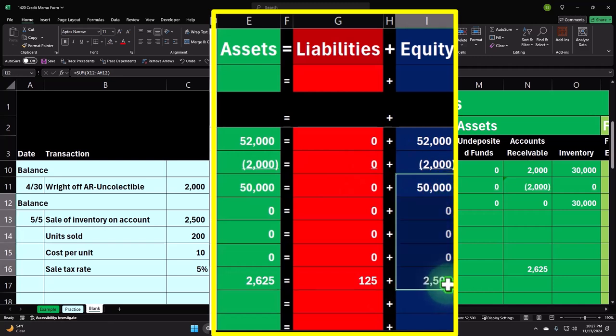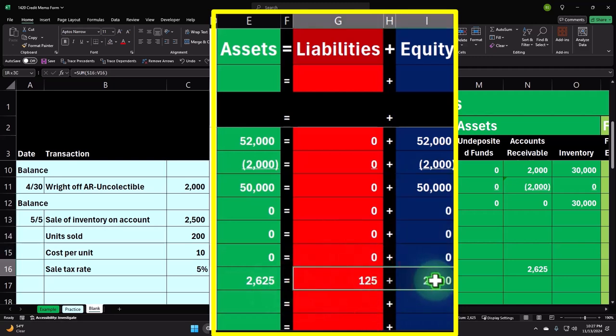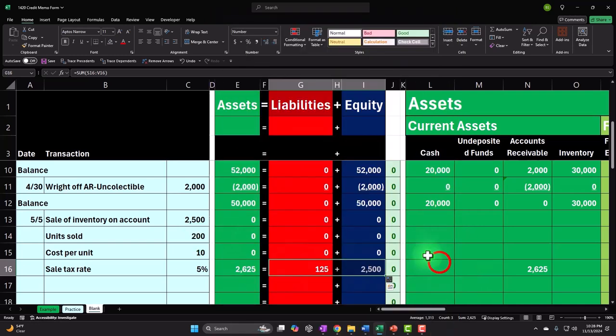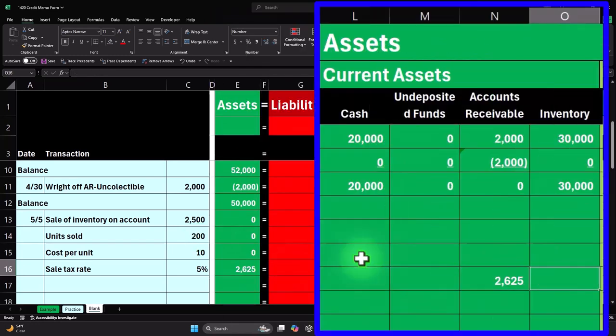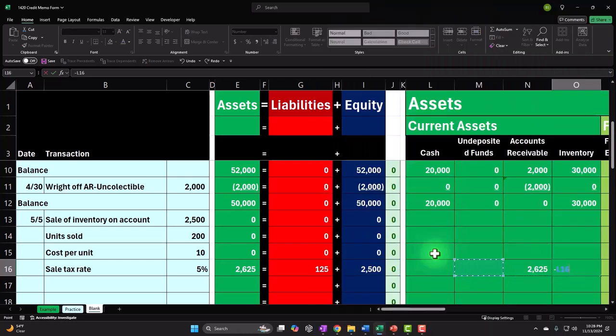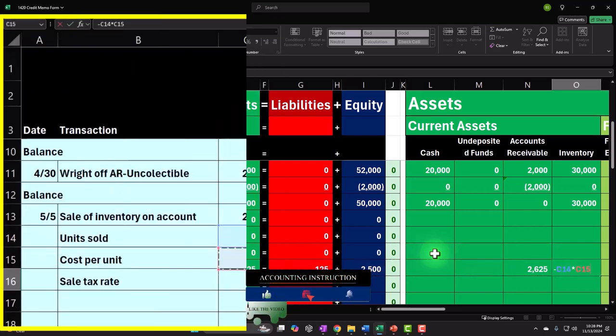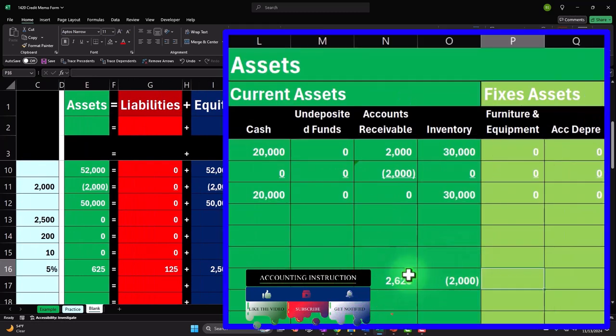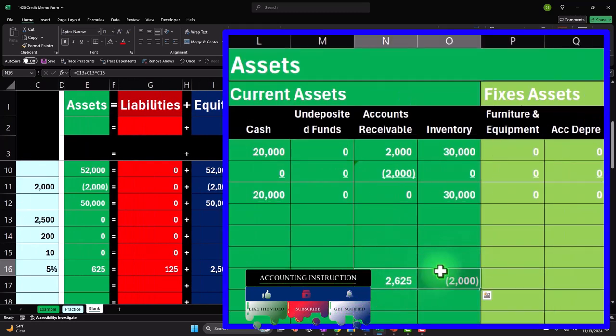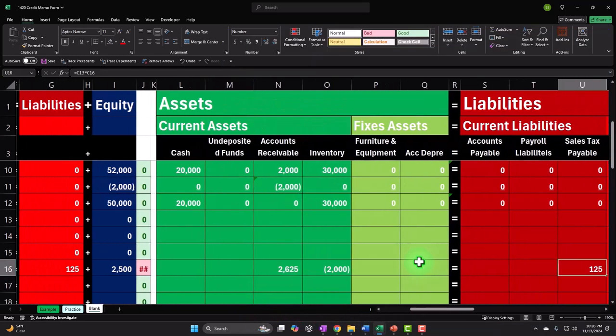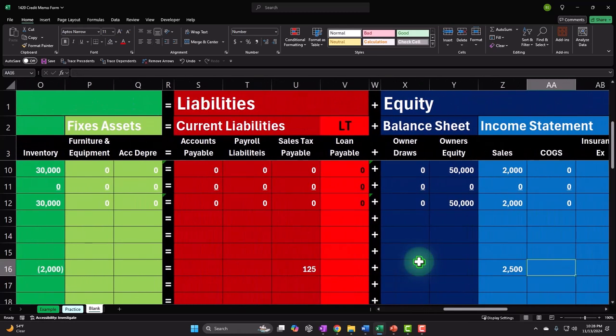Oh, anyway. So the assets equal the liabilities plus the equity. So we're good there, but we also have to deal with the inventory. So we're saying that the cost per unit was $10. So we have the accrual component of inventory we have to deal with. Let's add that. It's going to be, let's say, negative 200 times 10. Inventory is going down by 2,000, therefore the net assets are the difference between these two, which is of course the 625.